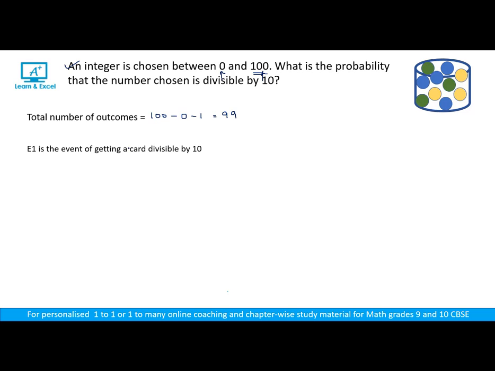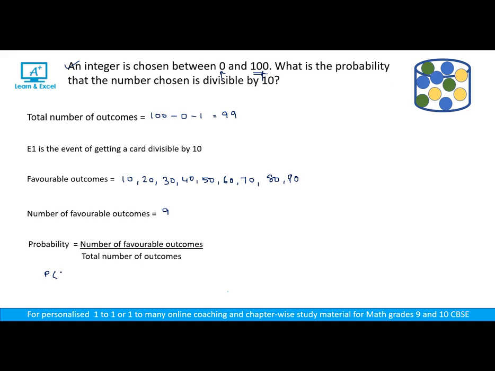Now next, let us take E as this event. Let us find the favorable outcomes. The outcomes will be 10, 20, 30, 40, 50, 60, 70, 80, 90. 100 we will not include because we have to find the integer between 0 and 100. 100 is not included. The number of favorable outcomes will be 9. So the probability of the event E occurring will be 9 upon 99, which is equal to 1 upon 11.